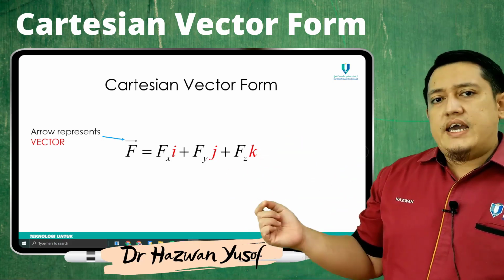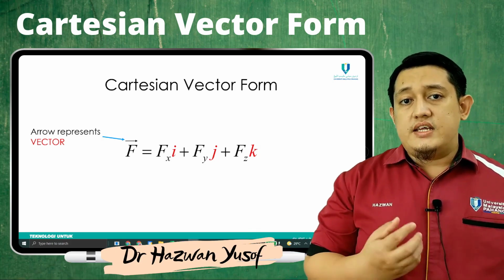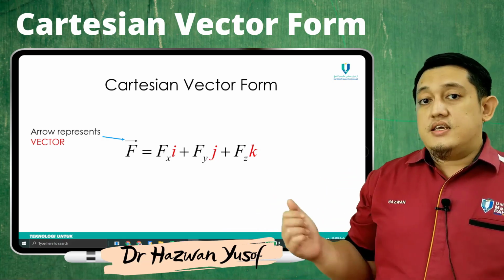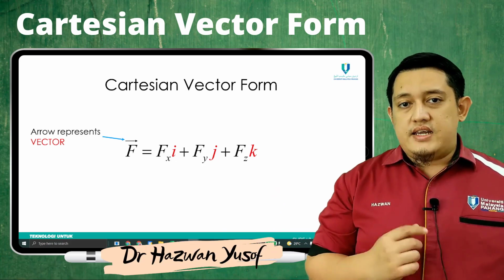What about this i, j, and also k here? i represents the direction of x. So i is the x direction, j is the y direction, and k is the z direction.